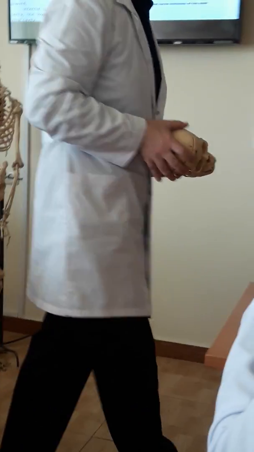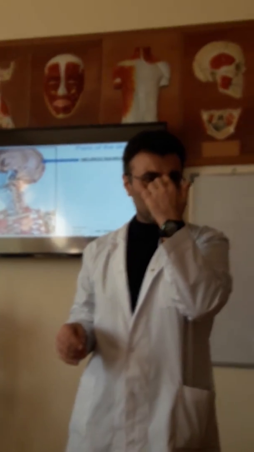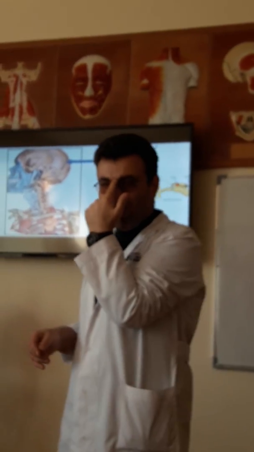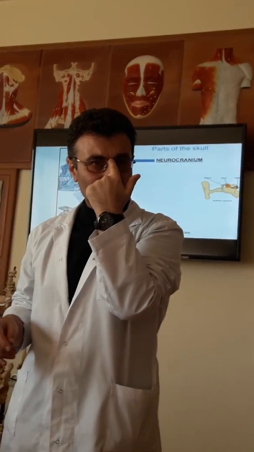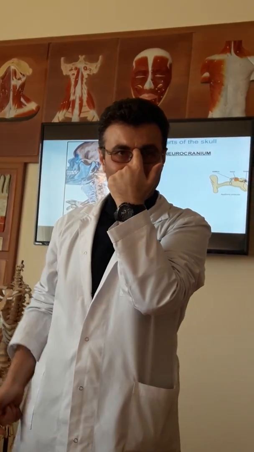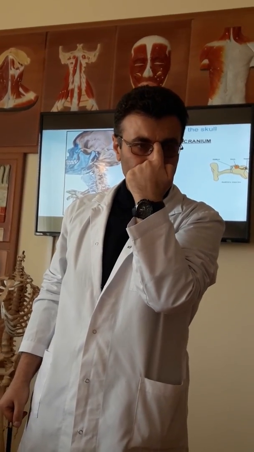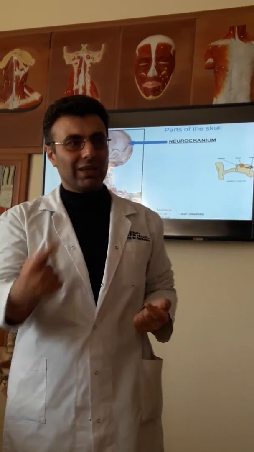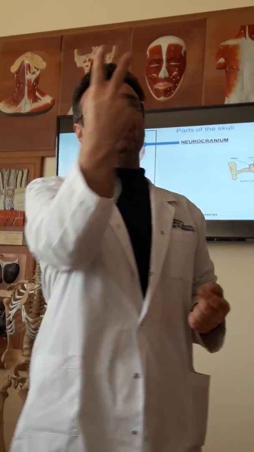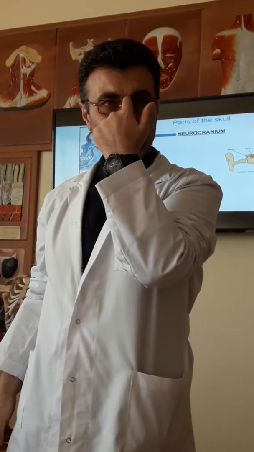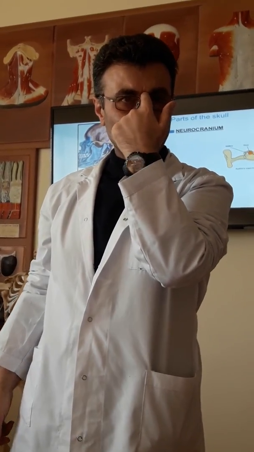Let's say once again. We need to find 2 points. Point number 1, look everybody here. It is the middle point between the 2 orbits. We call it nasion. Let's say once again, look here please. To divide the fornix from the base, I need to find 2 points. Point number 1 we call nasion. It is the midpoint between the 2 orbits.